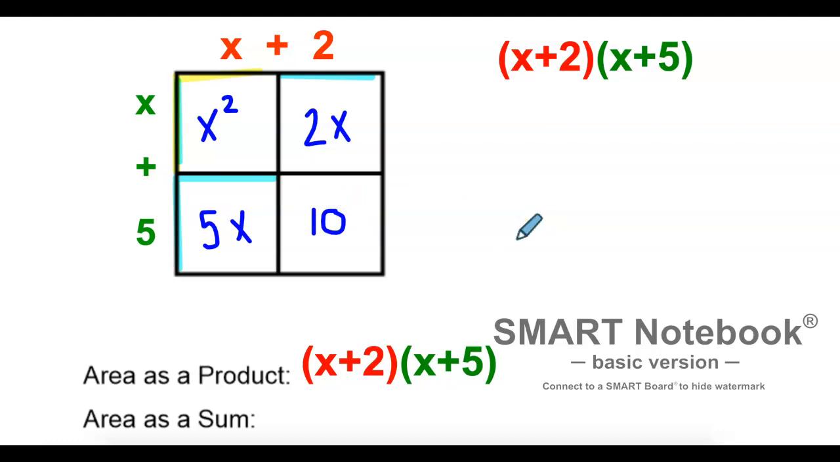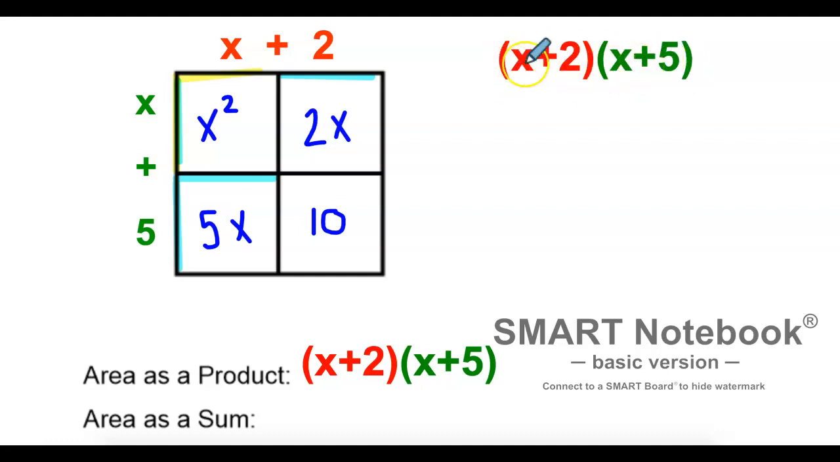So essentially what we just did to fill in all of these four little squares inside our generic rectangle is we found the area of each square, because area is length times width. So when you're multiplying the top of the box by the side of the box, you're finding the area of each of these four little squares. Whenever we're using a generic rectangle, we can write the area of this generic rectangle as both a product and as a sum. So the area as a product is just the length of the box times the width of the box, or our original problem, x plus 2 times x plus 5.